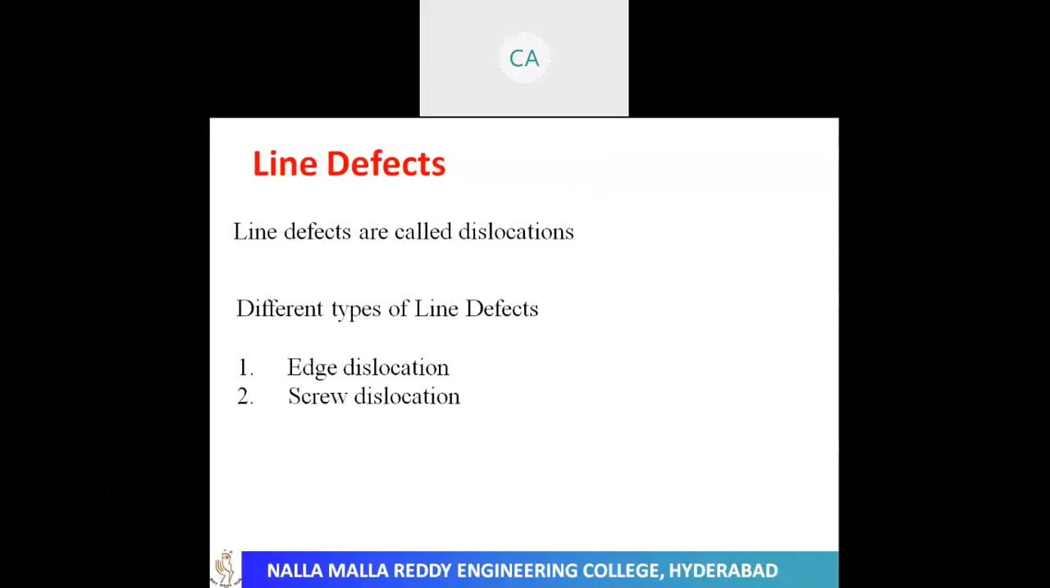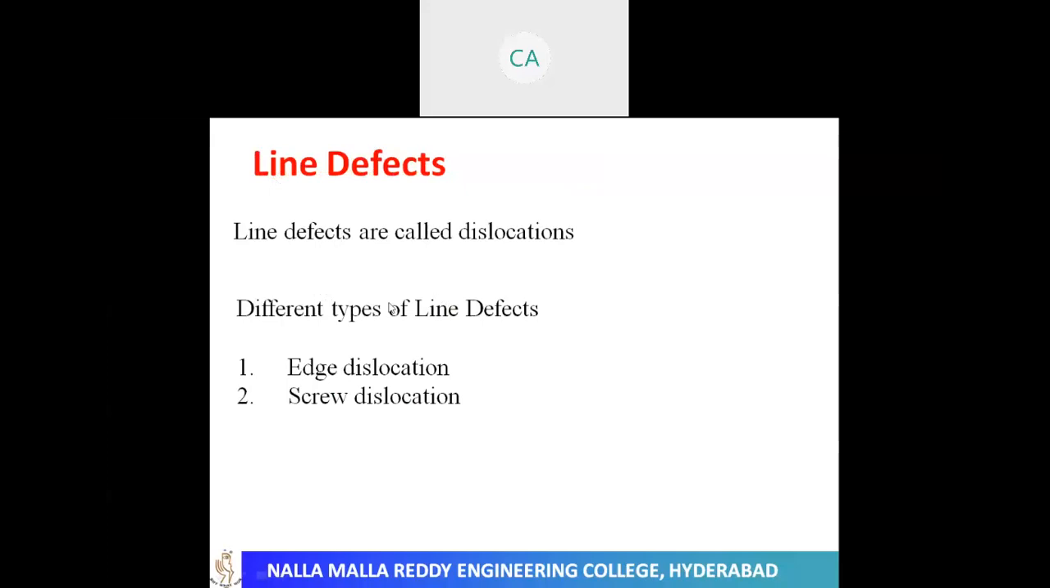Now, we'll see line defects. Line defects are called dislocations. A dislocation is a line defect where the uniform alignment of atoms is broken to form a discontinuity or a localized distortion in the crystal. The dislocations are responsible for the phenomenon of slip, by which most metals plastically deform.